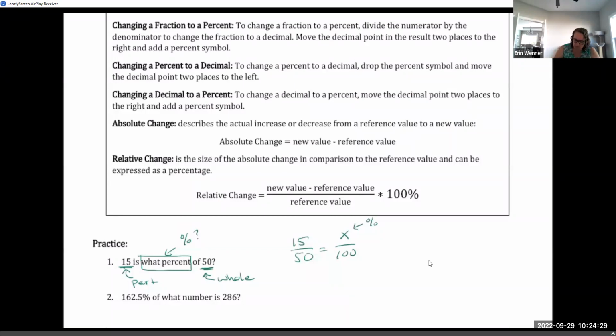So when we set these up, we're going to use cross multiplication. So I'm going to do 100 times 15 equals 50 times x. So 15 times 100 becomes 1500. Divide by 50. And x is equal to 30%.